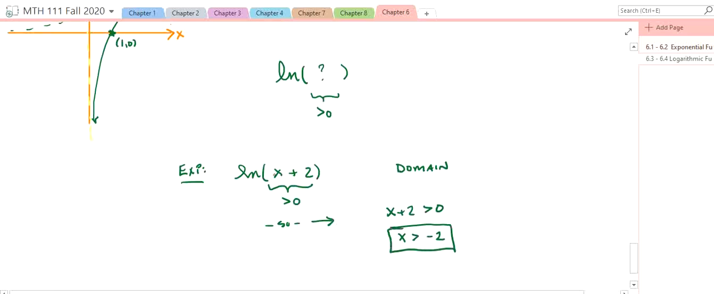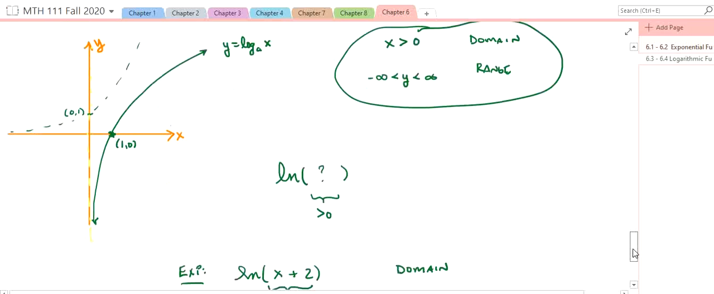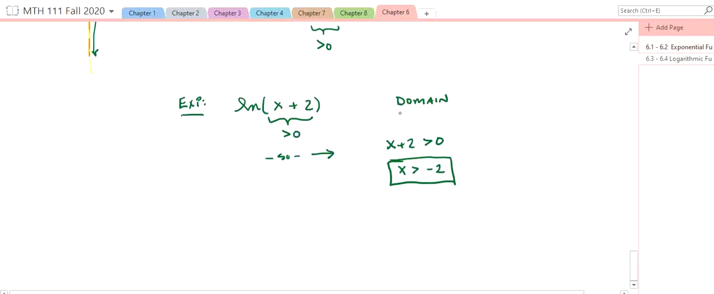If you stick minus 2 in here, minus 2 plus 2 equals 0. You're not allowed to have a log of 0. And if you stick in a number like minus 3, minus 3 plus 2 is negative 1. Now you have a negative number in your log function, and it doesn't work, so it's not allowed. So that's how you can calculate domains, like if you're programming. Just set whatever your argument is equal to 0 and solve for x.